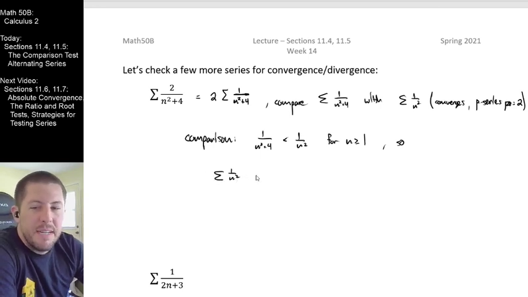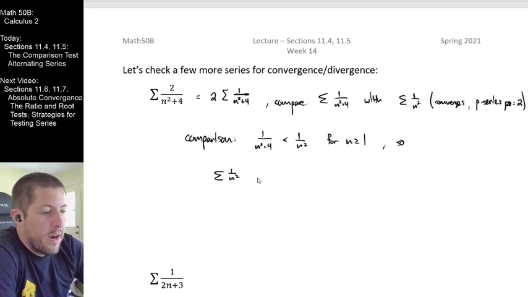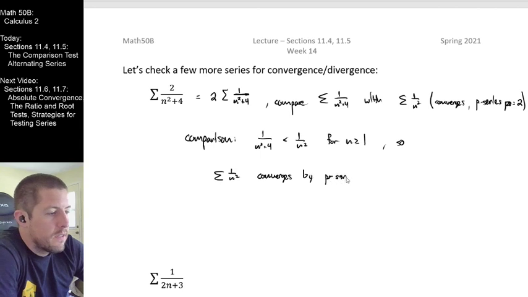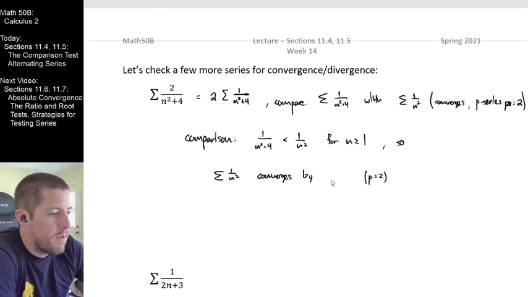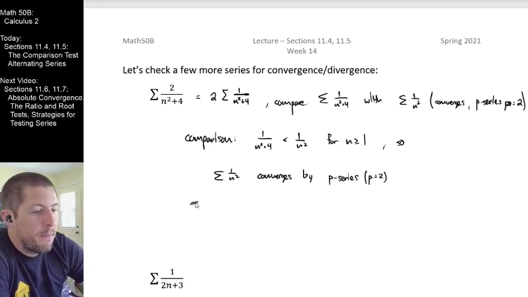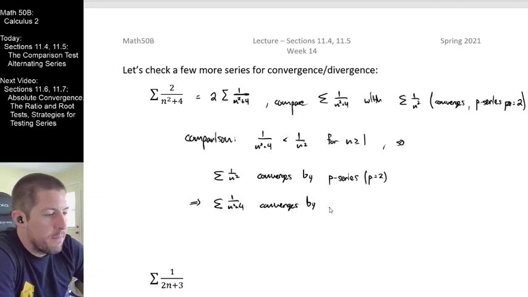I'm going to write this out a little bit differently than the other ones, because I just want to write my train of thought. So 1 over n squared converges by p-series, p being equal to 2. I don't know why it keeps erasing part of the letters that I'm writing. And that implies that the series 1 over n squared plus 4 converges. That is by the comparison test.